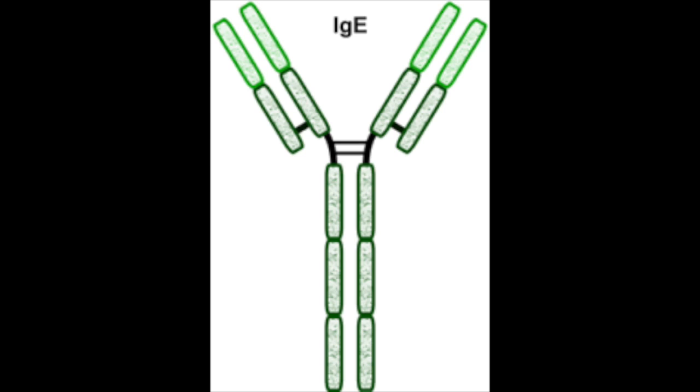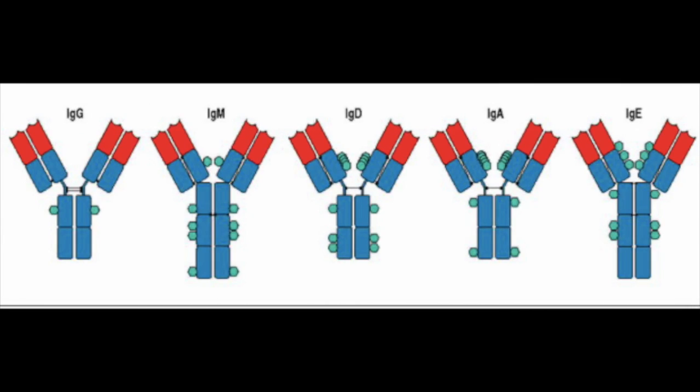IgE is a monomer and consists of 4 constant regions. IgE is one of the 5 isotypes of human immunoglobulins. They are IgG, IgA, IgM, IgD, and IgE. Each of these immunoglobulins has its own specific role in the human body.